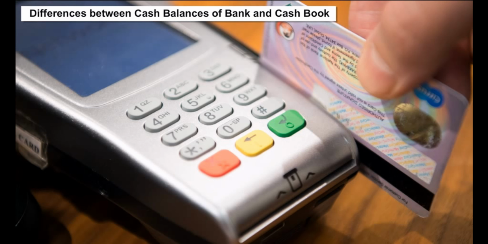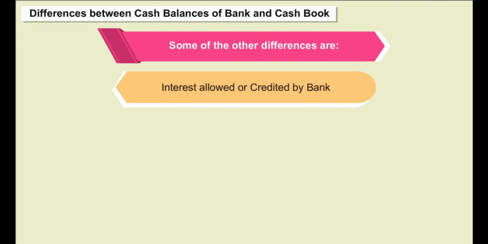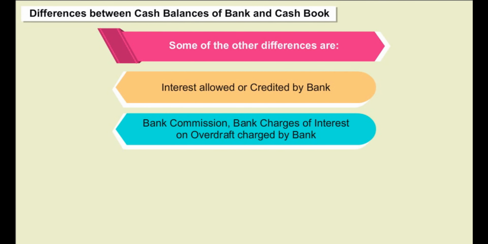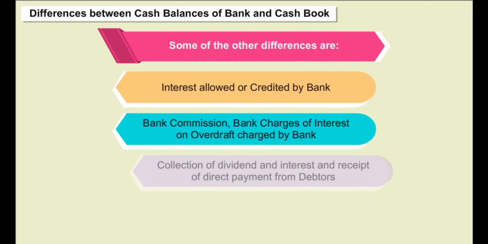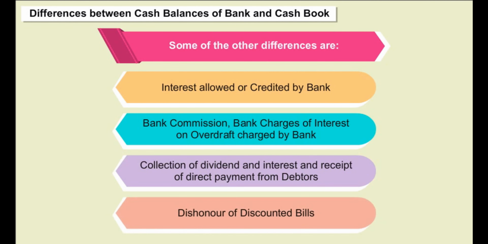Some of the other differences are interest allowed or credited by bank, bank commission, bank charges, interest on overdraft charged by bank, collection of dividend and interest, receipt of direct payment from debtors, and dishonor of discounted bills.